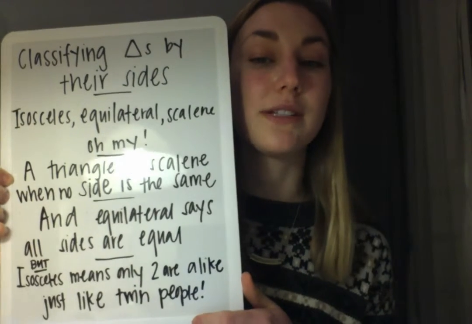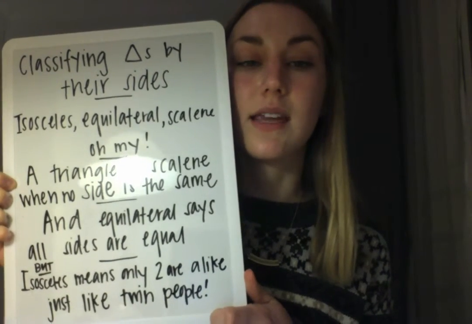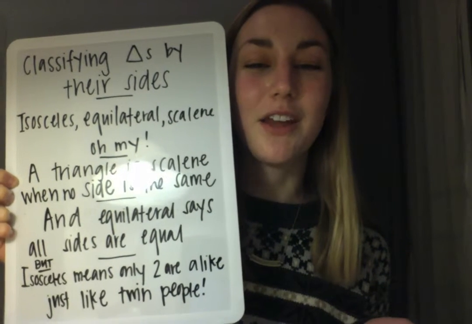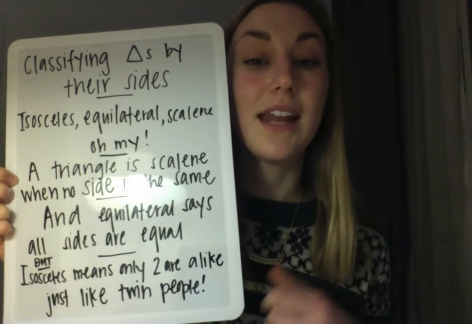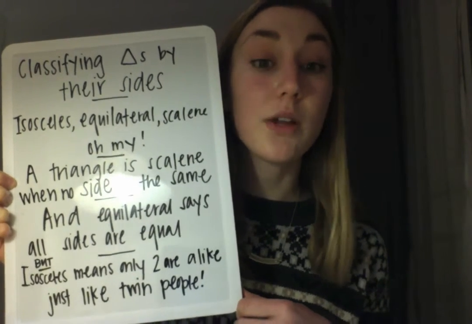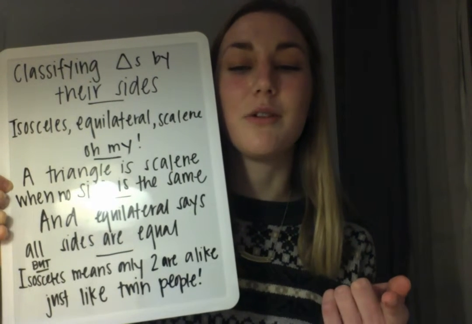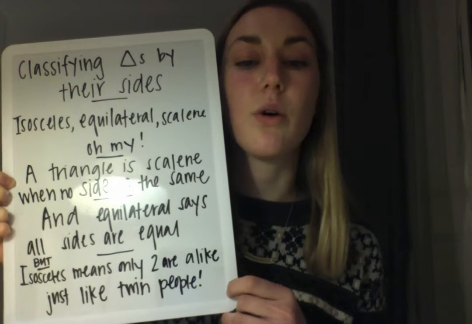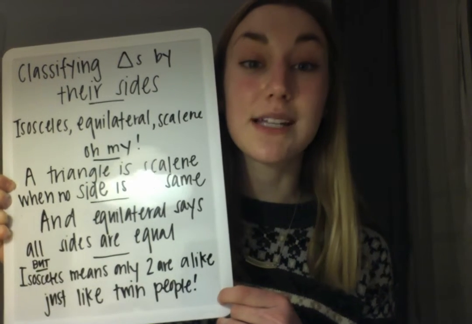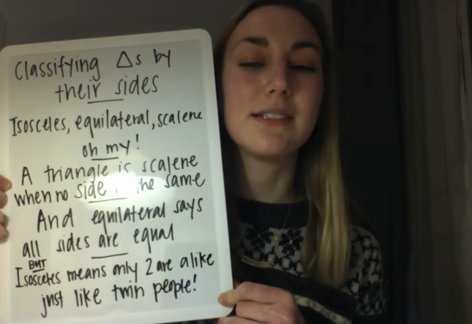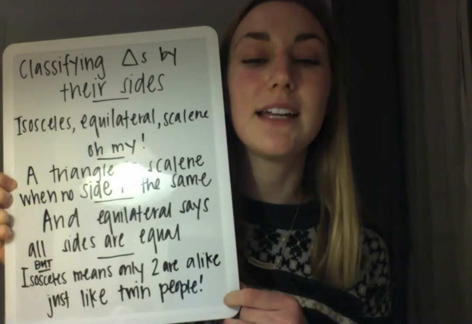A triangle is scalene when no side is the same. An equilateral says, all sides are equal. But isosceles means only 2 are alike, just like twin people.